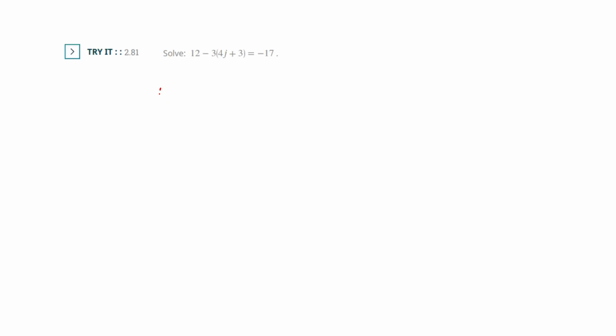Okay, we're going to do some distributing here. It's a negative 3, so that's negative 12j minus 9 equals negative 17. Now we got some more cleaning up to do in this room. It's not ready yet. 12 and negative 9 are going together, so that makes 3.